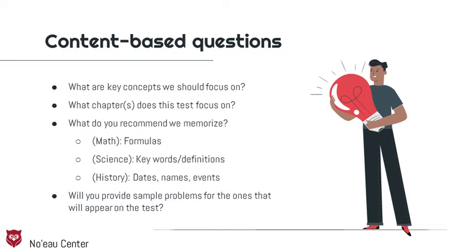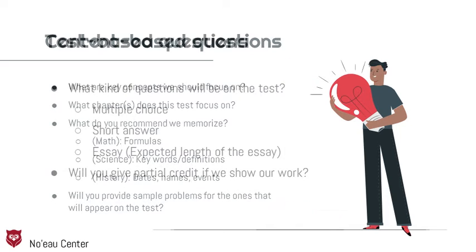Content-based questions you can ask are, what are key concepts we should focus on? What chapters does this test focus on? What do you recommend we memorize, for example with math? Are there any formulas we need to memorize? With science, are there any keywords or definitions we need to memorize? Or with history, are there any important dates, names, or events? And also, can you provide sample problems for the ones that will appear on the test?